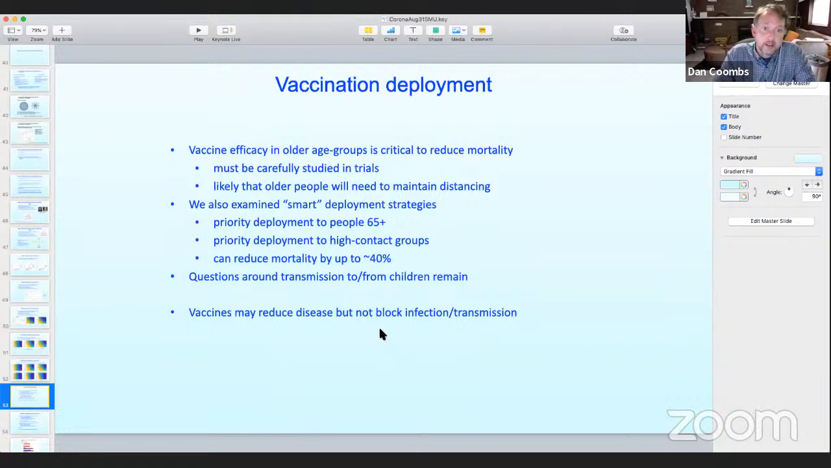The bottom line being that vaccine efficacy in those older age groups is really a critical thing, and it's important that the trials that are going on right now actually look at this point and make sure they recruit sufficient people in those age groups, make sure they have durable antibody responses, and so on and so forth. We also looked at smart deployment in this model, priority deployment to elderly people, priority deployment to high contact people. And we found that in the best case scenario, we could reduce the mortality by about 40%.